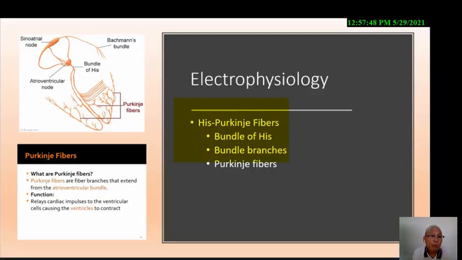Now, the termination point of this electrical energy is through the Purkinje fibers. The Purkinje fibers are those that extend from the AV bundle, and their function is to relay impulses to the ventricular cells. Because of the thickness of the ventricles, we need these tributaries in order to distribute the electrical current to all myocardial cells of the ventricles.